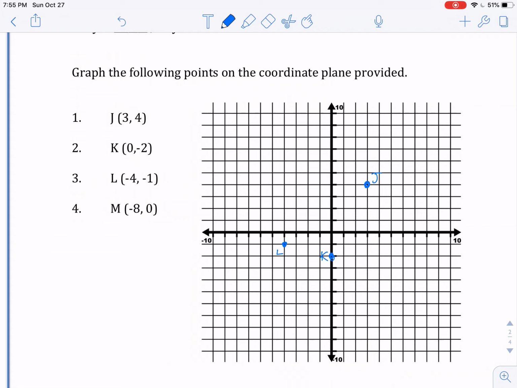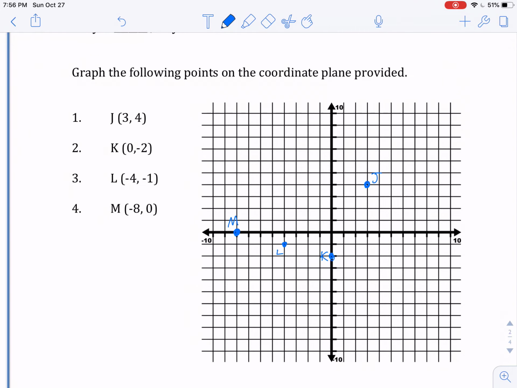And then what about negative 8, 0 for M? Negative 8, is that left 8 or right 8? Yep, left 1, 2, 3, 4, 5, 6, 7, 8. And then what's the 0 telling us to do? Do we go up or down at all, or no? We do not. We stay right on the x-axis, so M is negative 8, 0. And hopefully your graphs looked like that when you did it.